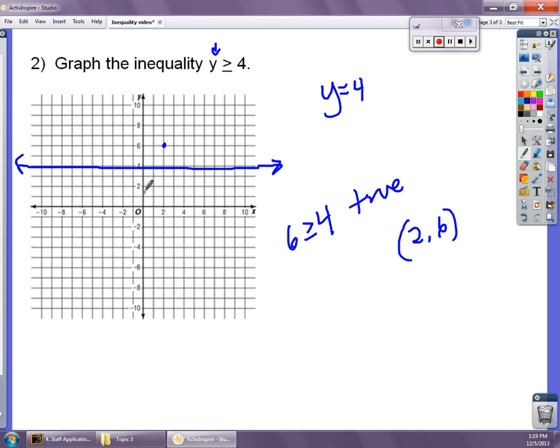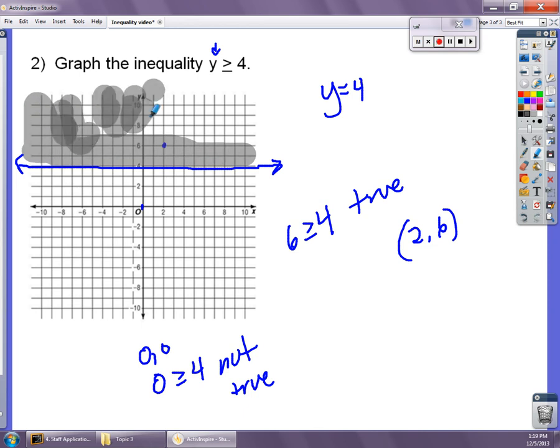Now, had I picked this point right here, 0, 0, and plugged it in, the y here is 0. So if I plug in a y of 0 into the inequality, you get something that is not true, which would tell you that this side would not be the side that gets shaded. It's this side that gets shaded, which we found out anyway. So I'm going to go ahead and shade in all the way up to the line, everything on this side of the line.